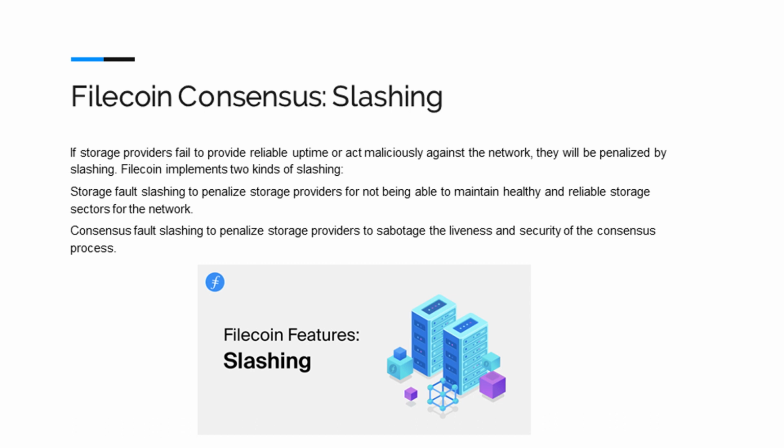If storage providers fail to provide reliable uptime or act maliciously against the network, they will be penalized by slashing. Filecoin implements two kinds of slashing: storage fault slashing to penalize storage providers for not being able to maintain healthy and reliable storage for the network, and consensus fault slashing to penalize those who sabotage the liveness and security of the consensus process.